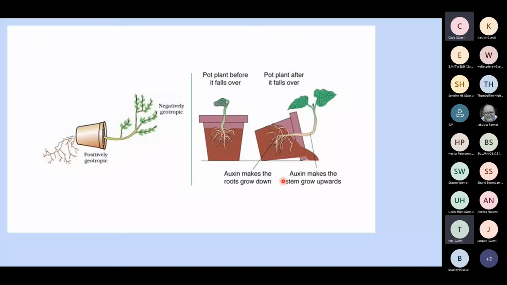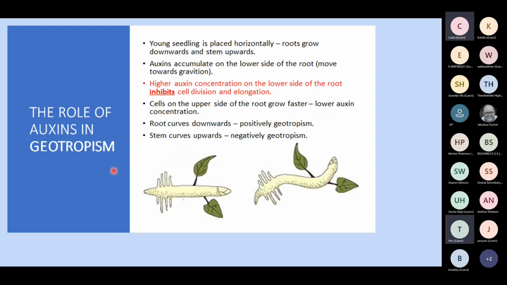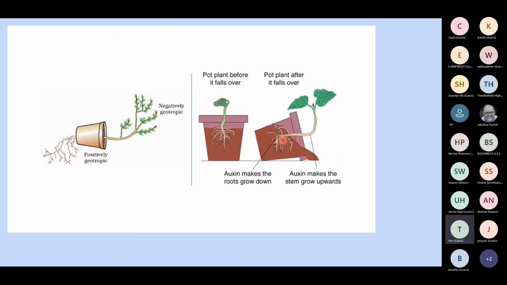So if we look at this example, if there is light everywhere, the roots will go down and the stems will go up, because a higher concentration of auxins will be at the lowest root, and there will be a lower concentration here. That is what's happening. Auxins make the roots grow down and auxins make the stems grow upwards.